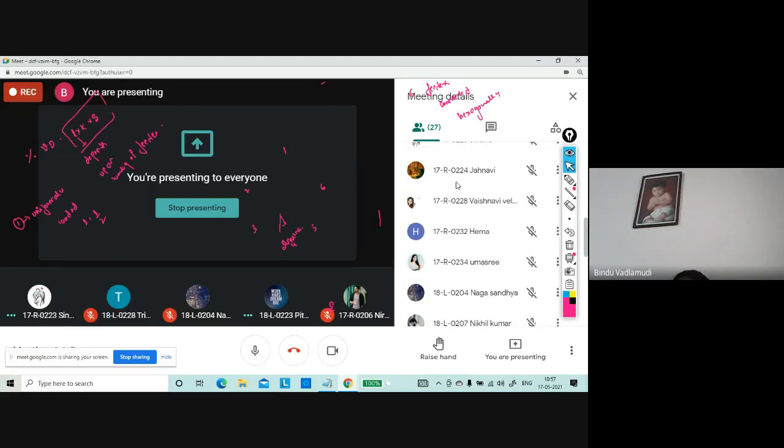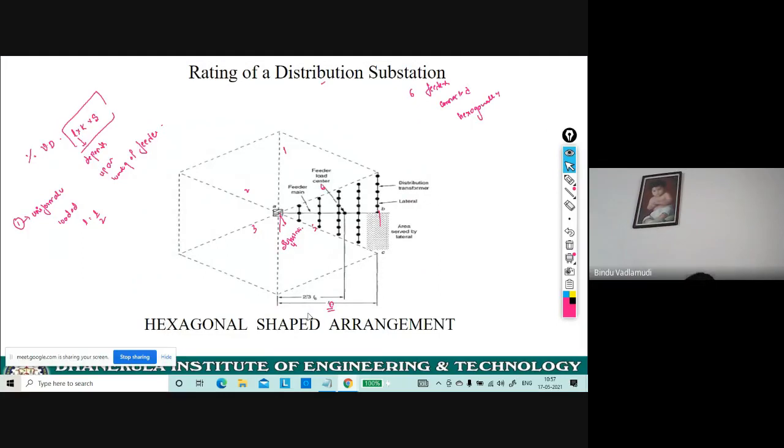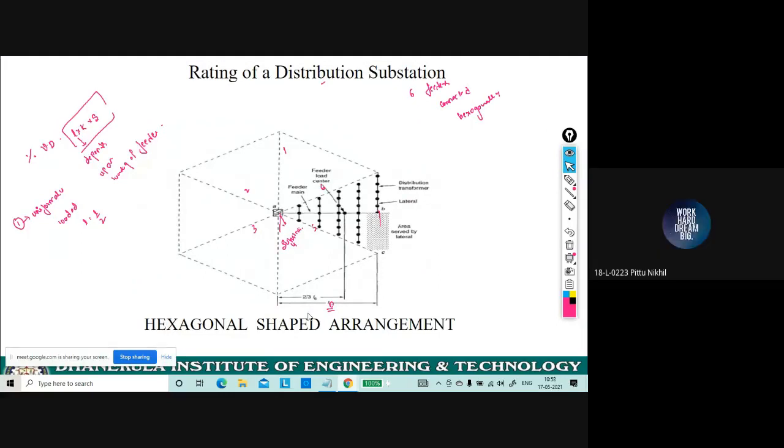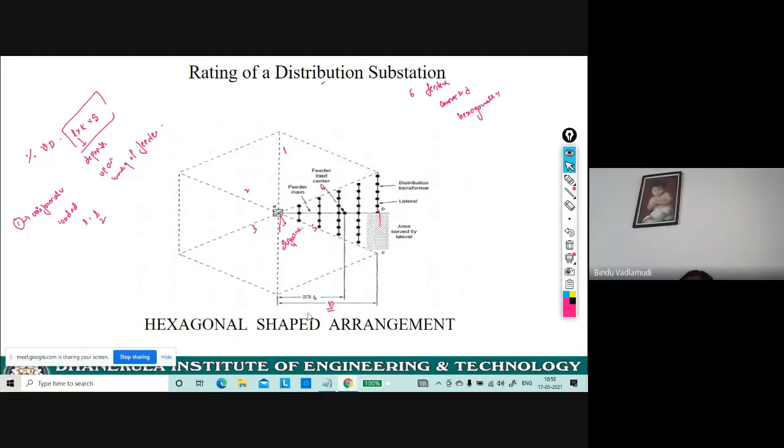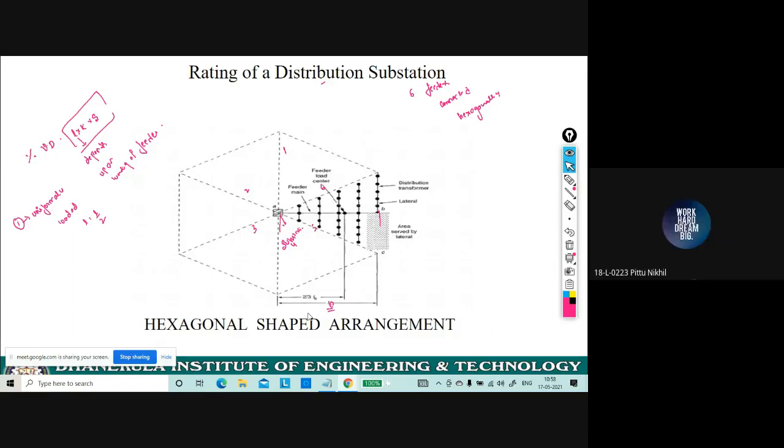Did we discuss the uniform loading? What is the value of L for uniform loading? Did we discuss or not? What is the value of L? L is equal to L by 2.